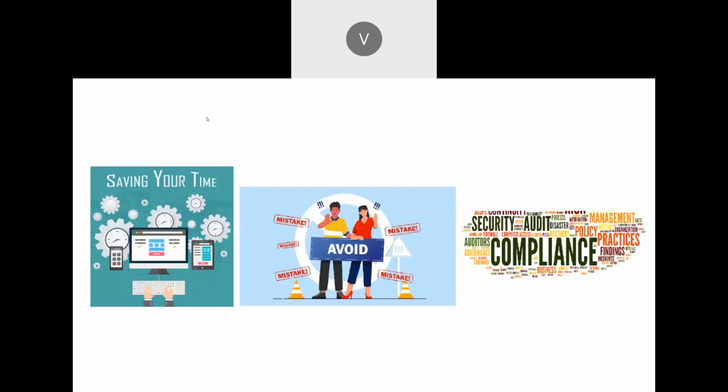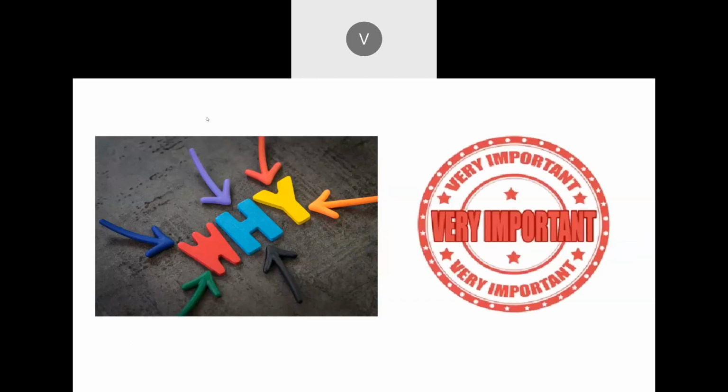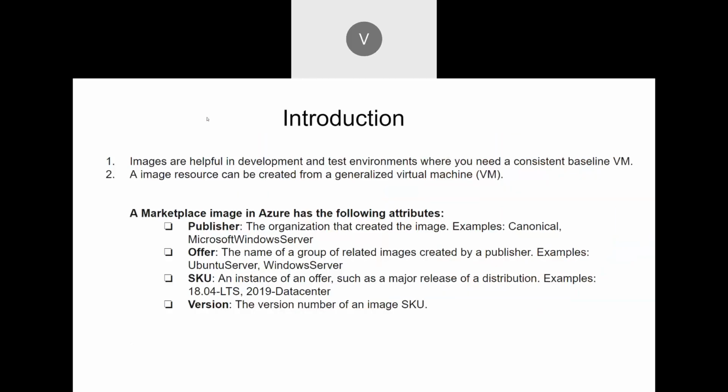The other most important reason why organizations love to have their own images is security and compliance. They would like to have a lot of security standards for a specific VM when it is being created, and all those governance policies and standards can be maintained in the custom image which you are trying to create. So that is where it is so helpful.